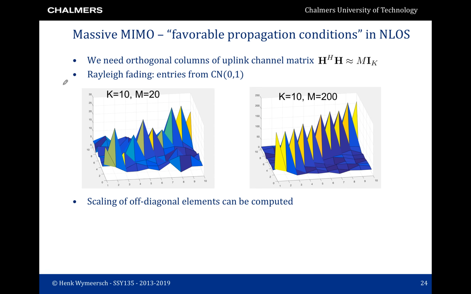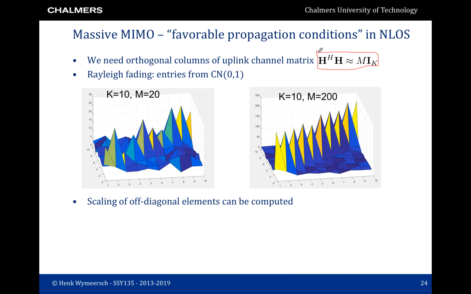In a relatively rich scattering environment, each user will have an independent channel. A question then becomes, how many antennas do we need to put at the base station to see such favorable propagation conditions? So we want at the base station side that we have the following property.